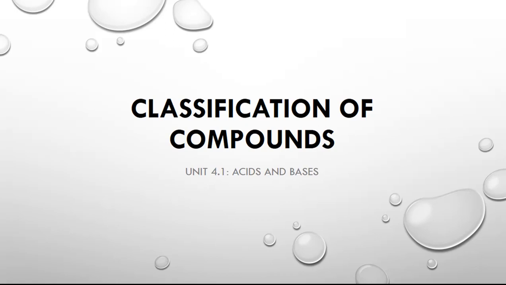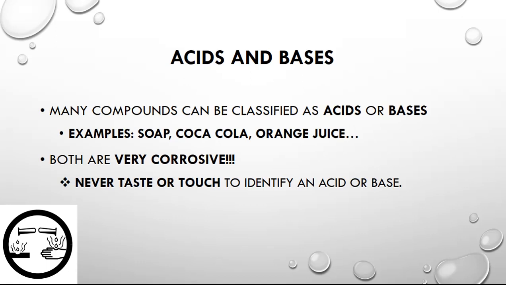This is a unit on how we classify compounds. For this section, we'll be focusing on acids and bases. Many compounds can be classified as acids or bases. Examples are the soap that you use, Coca-Cola, orange juice, or even the alcohol or the cleaning material that you're using at home. Both are very corrosive, so never ingest or touch them to identify an acid or base.